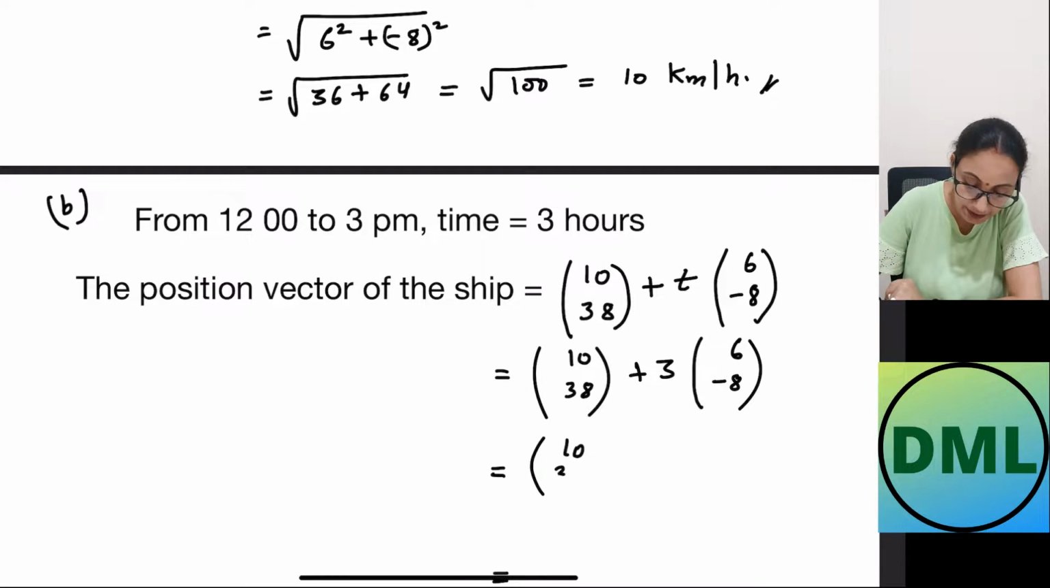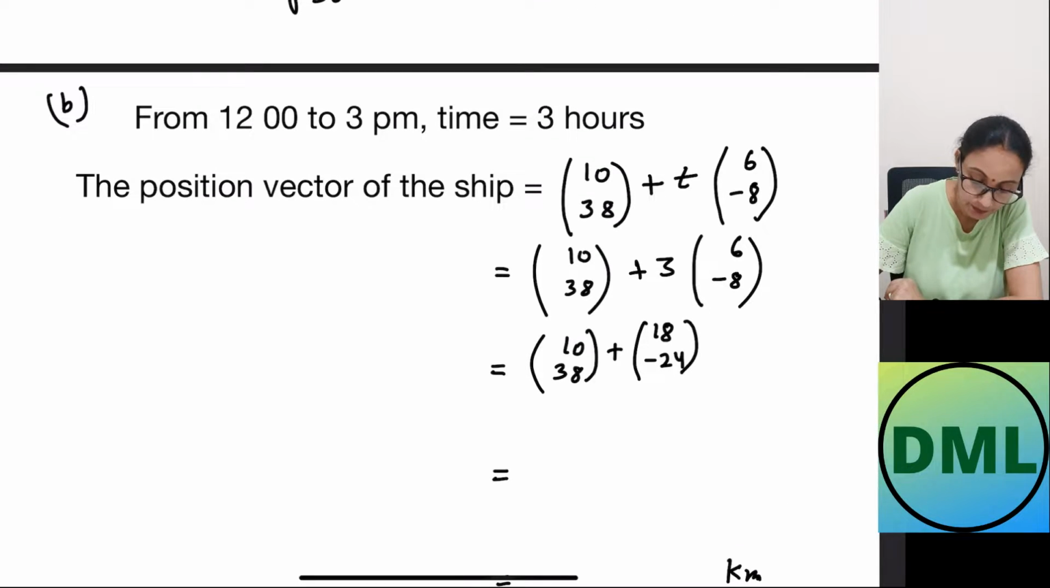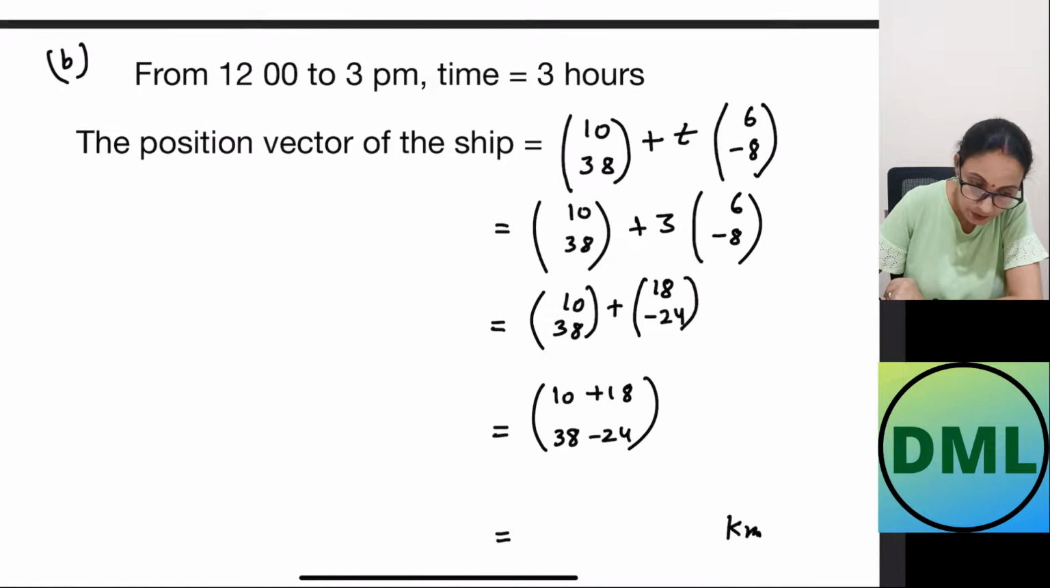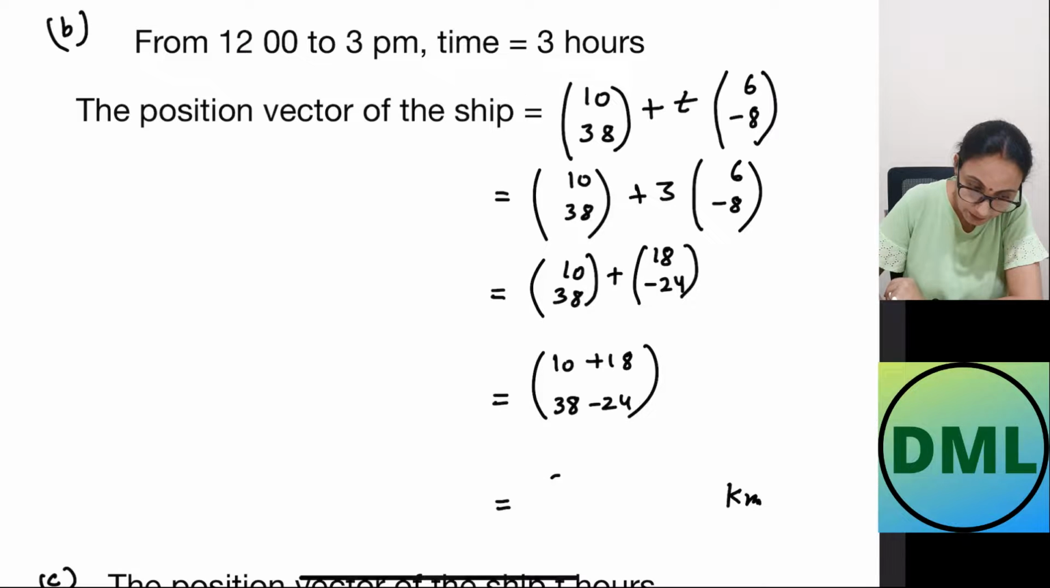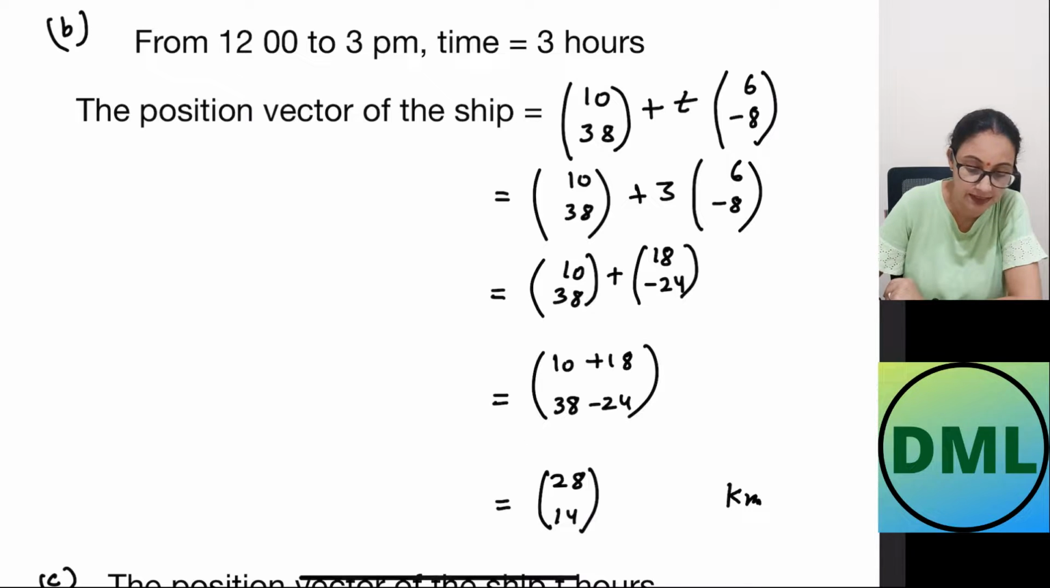So it will be (10, 38) plus, 6 times 3 is 18 and 8 times 3 is minus 24. So 10 plus 18, 38 minus 24. That will be equal to (28, 14) kilometers. That will be your answer for the position vector of the ship.